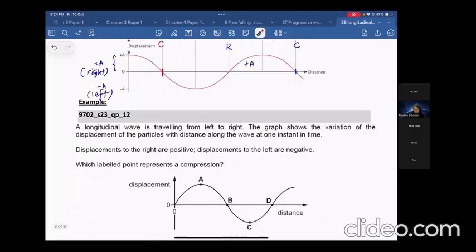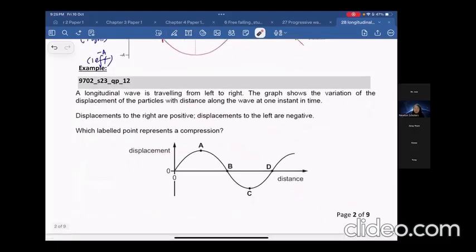So we try. If you really can understand, then you can answer this question. 2023. A longitudinal wave is traveling from left to right. The graph shows the variation of the displacement of the particles with distance along the wave at one instant in time. So maybe at time equals x seconds, I capture all the positions of the particles. Displacement to the right we say is positive. So here, this is positive, which means all the particles here are trying to go to the right.